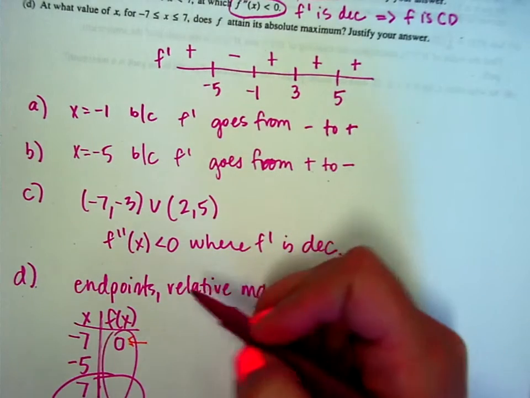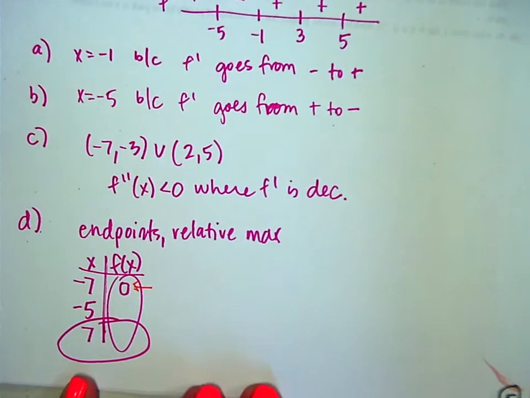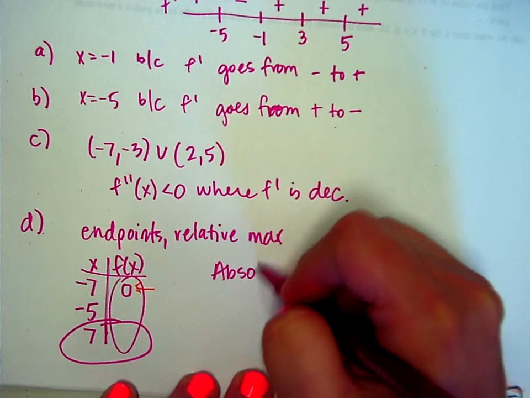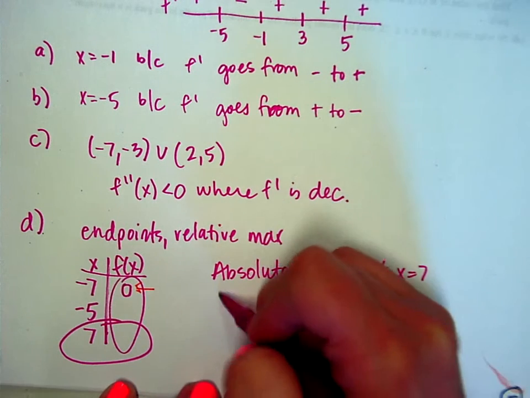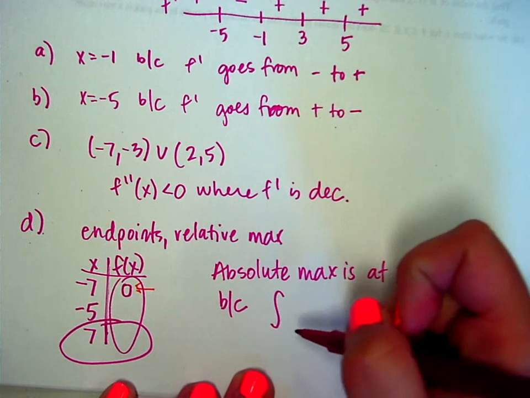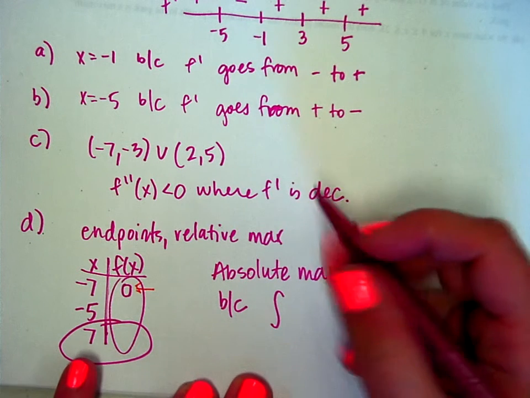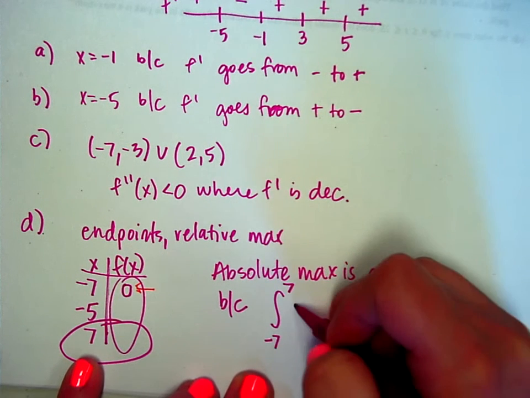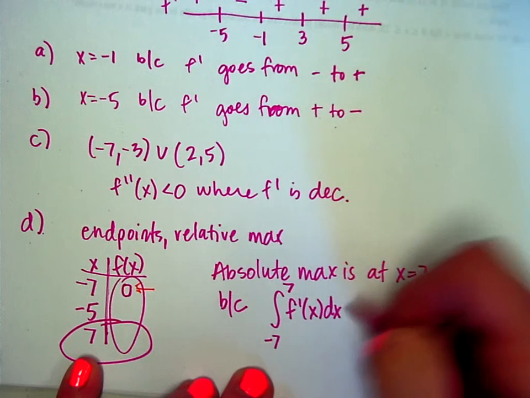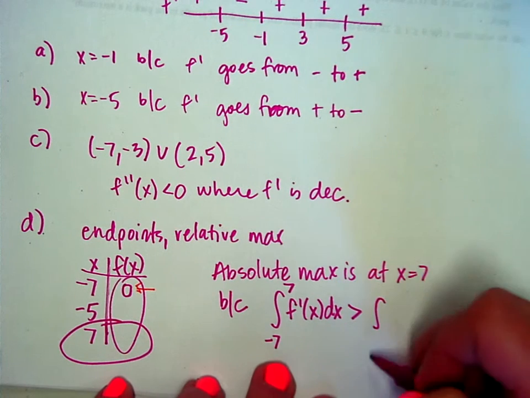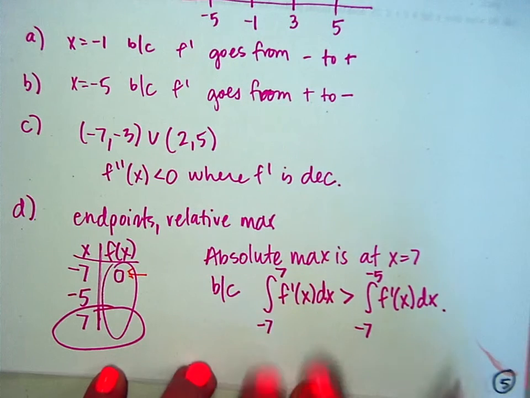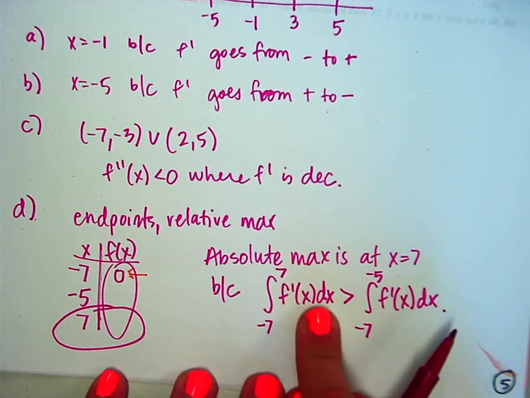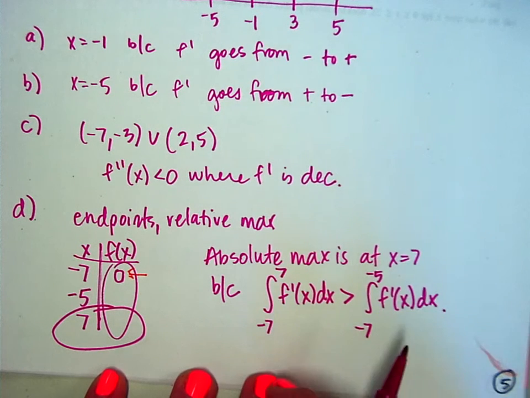So what I would do is show this chart, showing all the candidates, the possible places where my absolute max could exist. And then I would say my absolute max is at x equals 7, because the value of the integral from, say, -7 to 7 of f prime is greater than the integral from -7 to -5 of f prime of x dx. That would show that you compared the area underneath the f prime curve and that this one is more. So that's where your absolute max has to be. Super impressive.